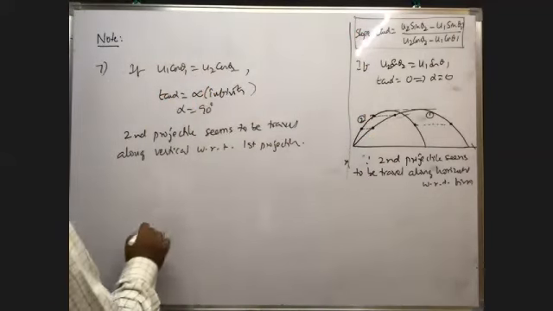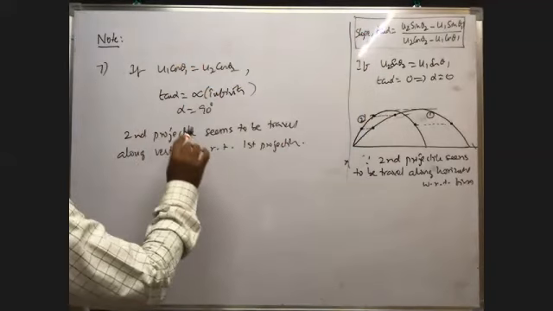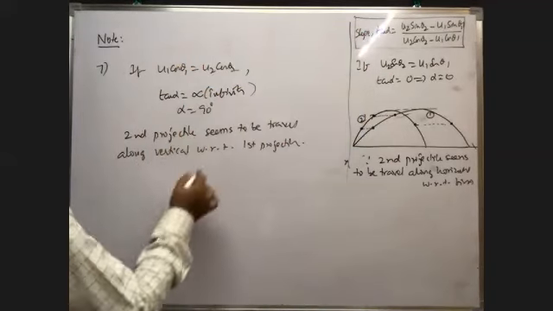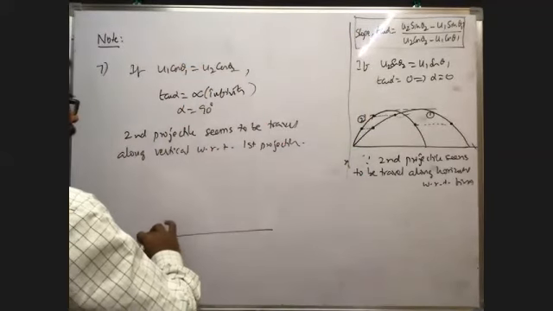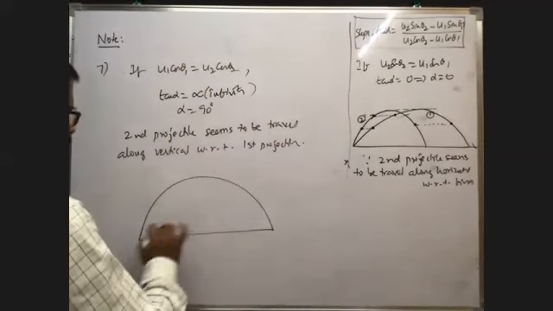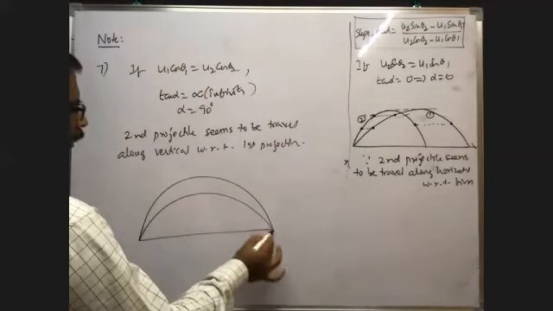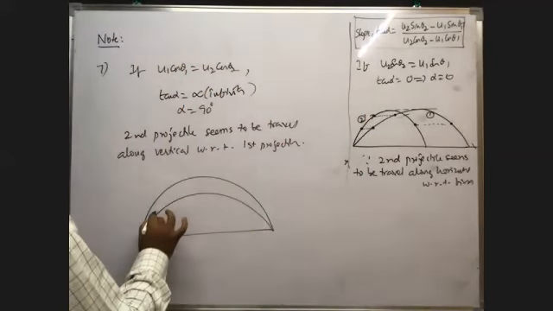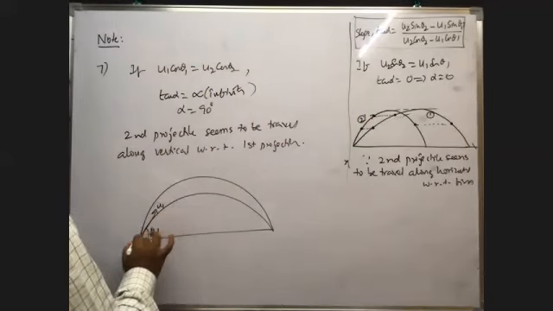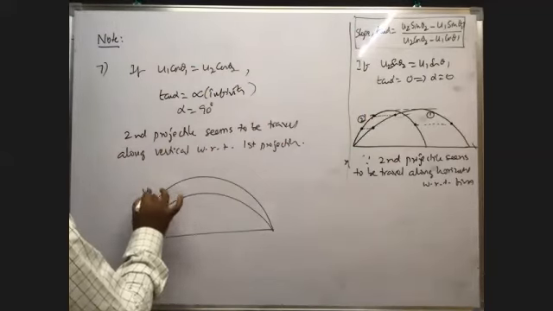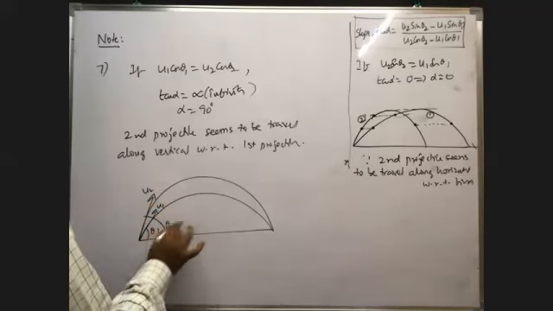That's why one projectile seems to travel along the vertical with respect to the other. In this case, if you draw the diagram, as both have the same range, one projectile is like this, the other projectile is like this. One is projected with a velocity u1 at an angle of projection theta 1. Another projectile is projected with a velocity u2, angle of projection theta 2, like this.